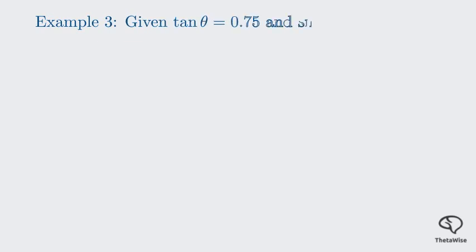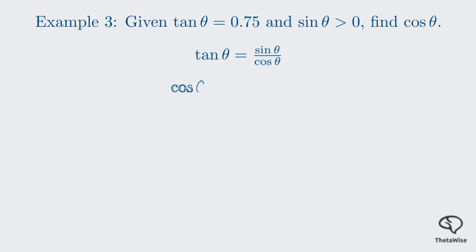Okay, one more example. What if we only know tangent and not sine and cosine directly? Imagine we are given that tangent theta is 0.75, or 3/4, and sine of theta is positive. We need to find cosine theta. Let's start with our identity tan theta equals sin theta over cos theta. We need to solve for cosine, so let's rearrange this equation. We can multiply both sides by cos theta and then divide by tan theta. So we have cosine equals sine over tangent.